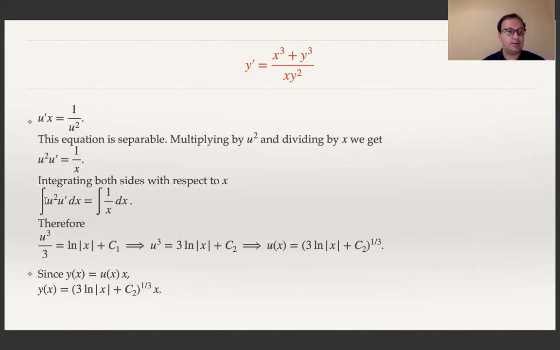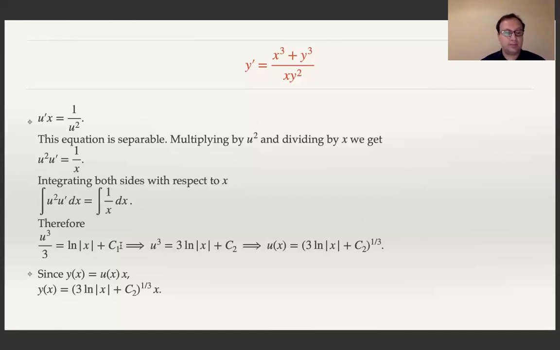And the integral of u squared u prime dx, we make the change of variable from x to u again, which absorbs u prime, and we get integral of u squared du, which is u cubed over 3 plus another constant. And then it's enough to record the difference of the two constants. So u cubed over 3 is equal to natural log of absolute value of x plus the difference of the two constants.